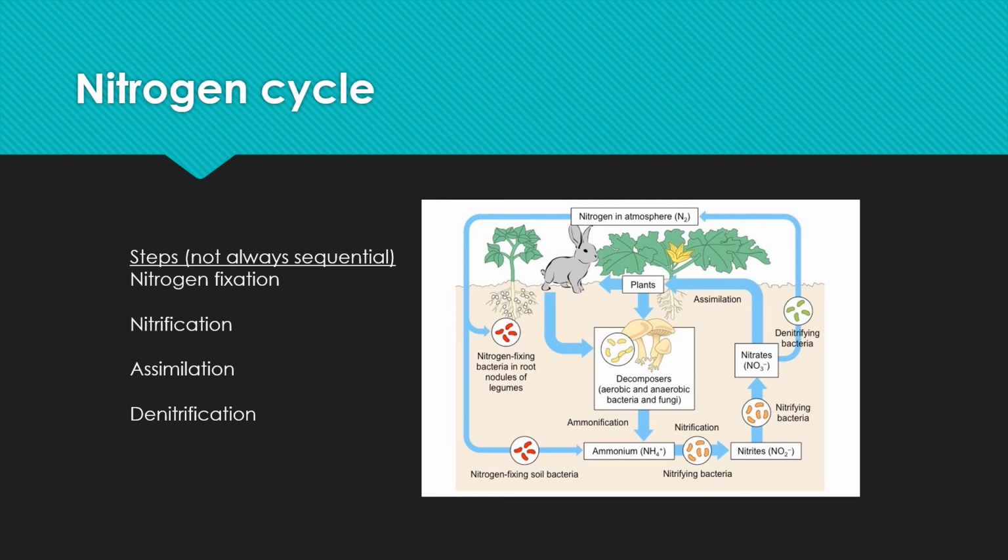Second is nitrification. This is production of nitrates. This occurs basically in one or two ways. Gas converts to nitrate in the atmosphere by an energy source. The second way is ammonium. Ammonium, which is NH4 with a positive charge, is converted to nitrate by nitrifying bacteria in soil.